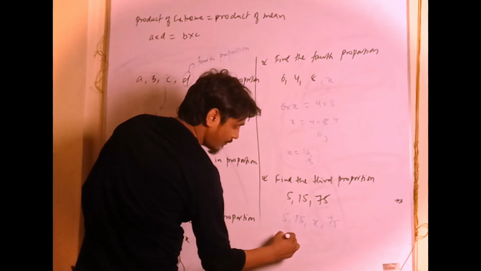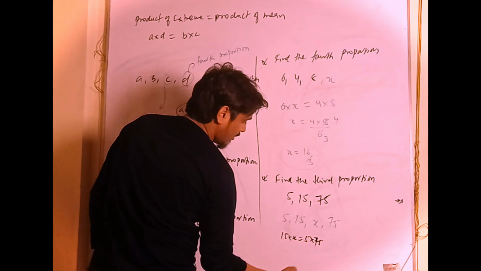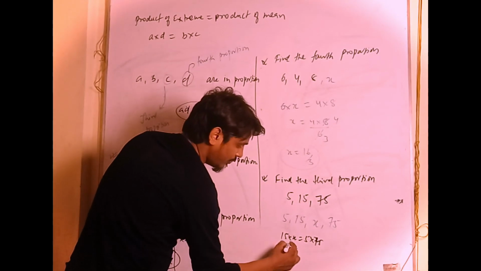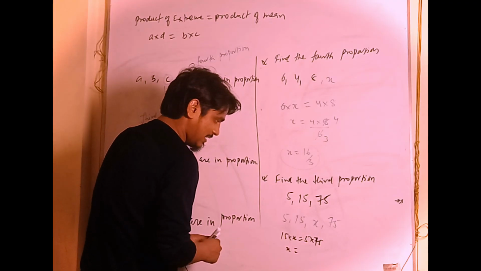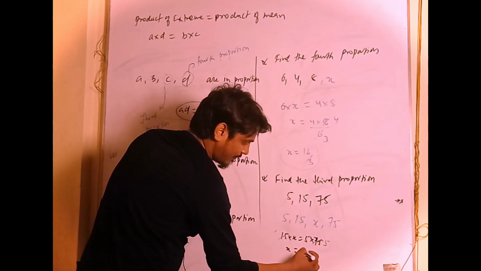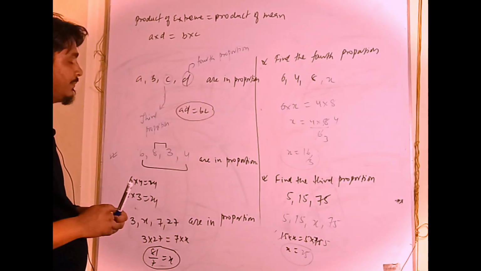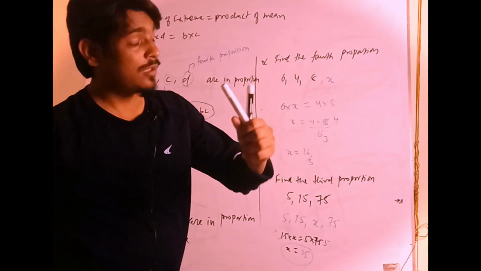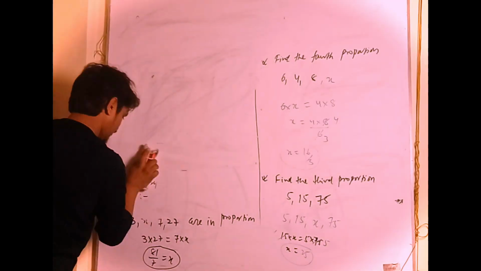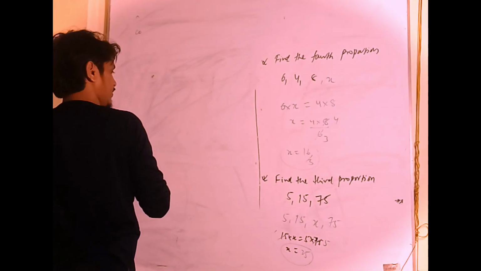So 15 into x is equal to 5 into 75. The product of means is equal to the product of extremes. So x is equal to 5 into 75 by 15, where 15 cancels with 75 five times. So x is equal to 5 times 5, which is 25. Now, continued proportion.